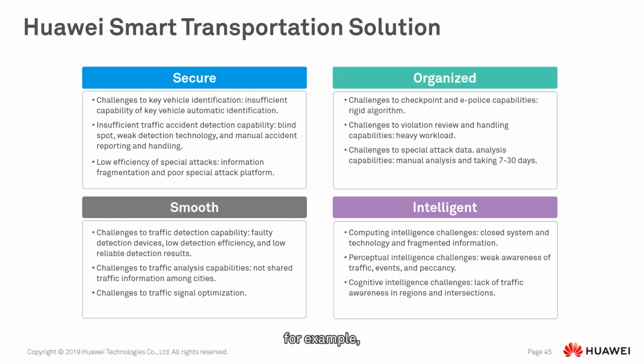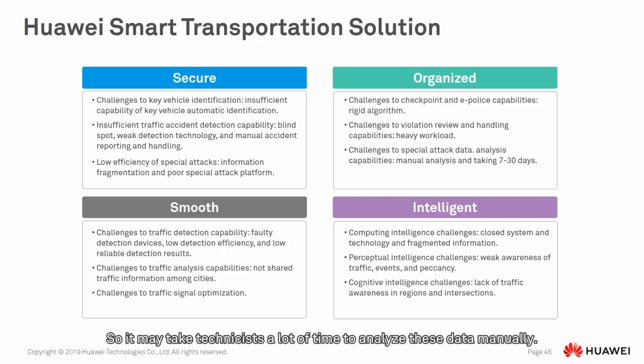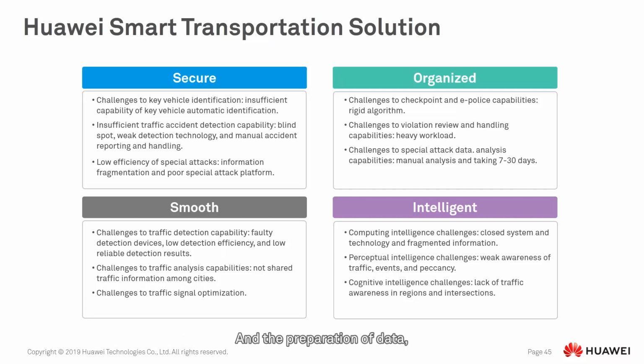About security, for example, a city has 50,000 truck accidents every year, accounting for 62.9% of the total traffic accidents in the city. And in the first-tier and second-tier cities, about 20 million new traffic data records are generated every day. So it may take technicians a lot of time to analyze this data manually, and the preparation of data, the algorithm, the development of applications may also cost a lot of time.